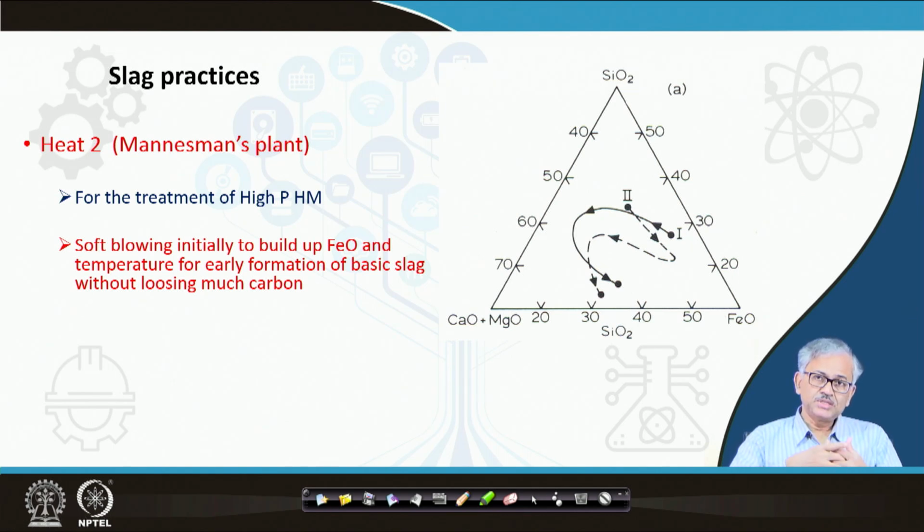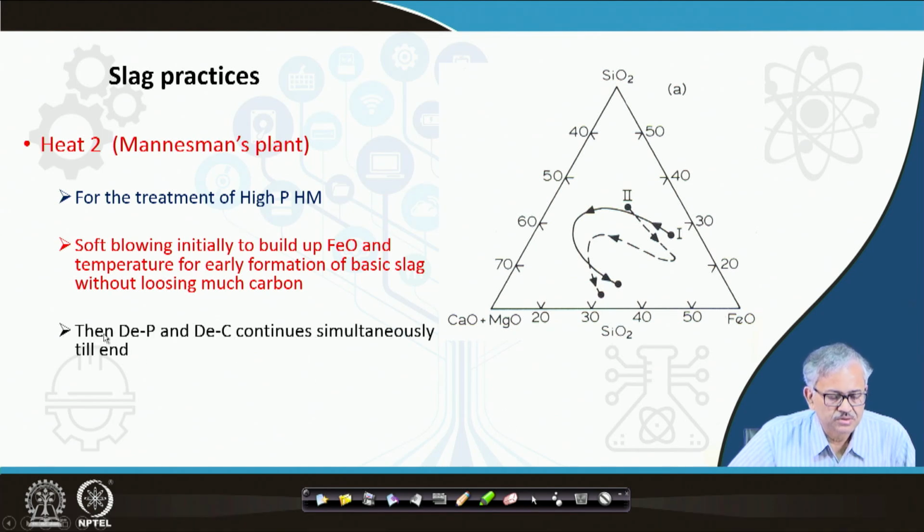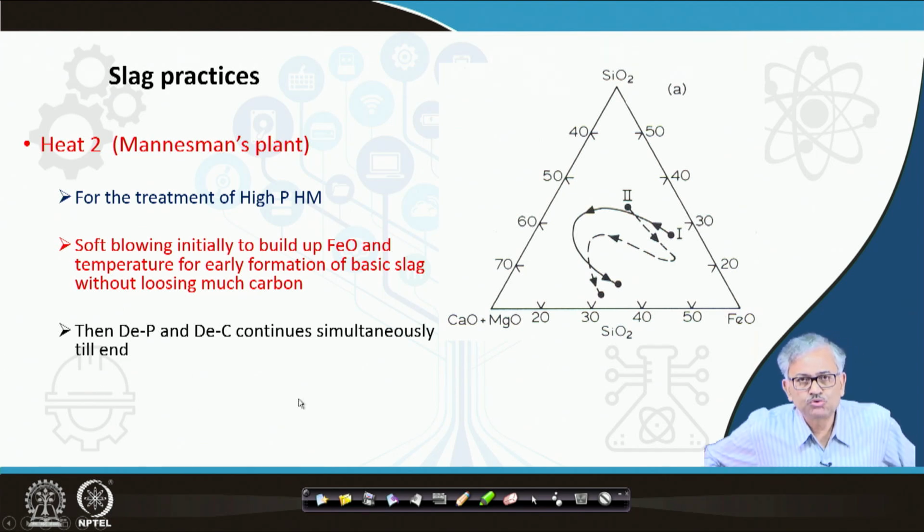My aim is to complete the dephosphorylation before decarbonization, such that I can remove all the phosphorus as long as the emulsion is stable, right. That is the only thing that we do. Then dephosphorylation and decarbonization continue simultaneously till the end, right. So, this is the two slag practice.